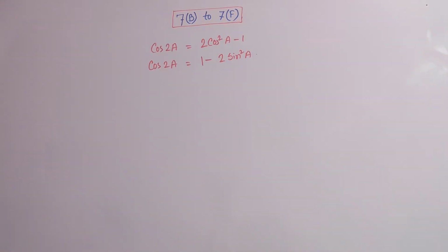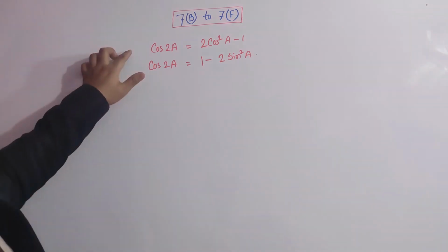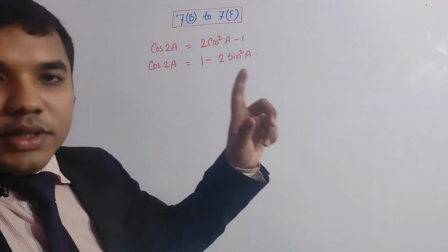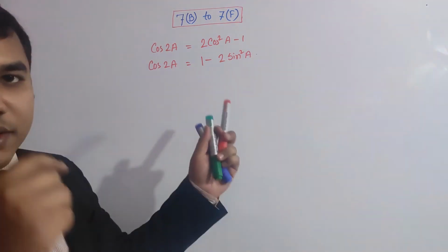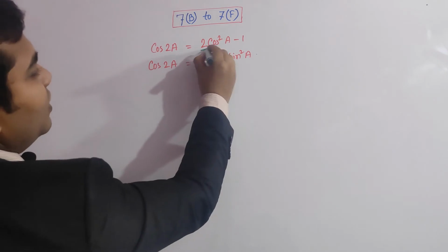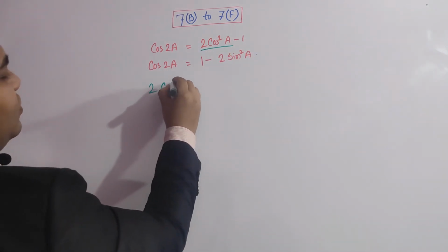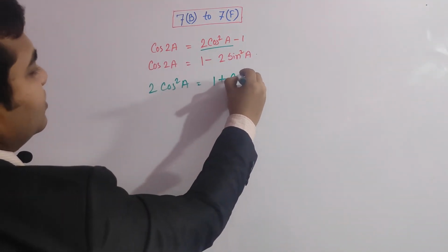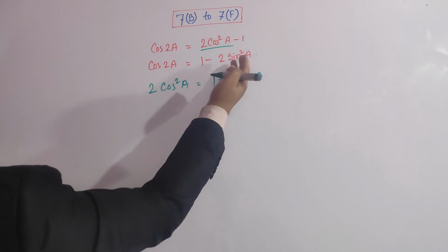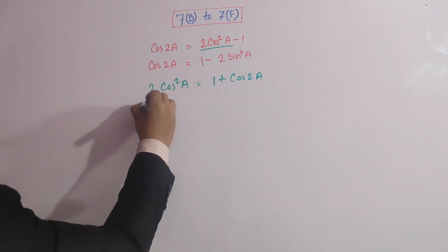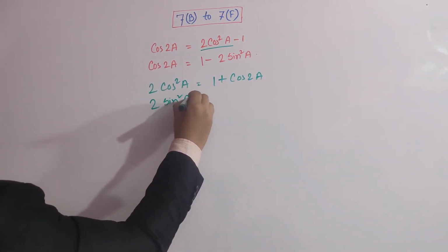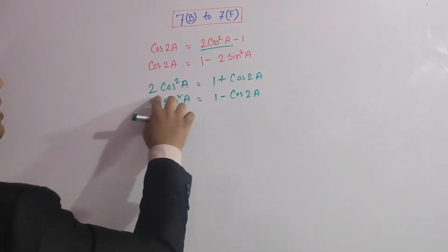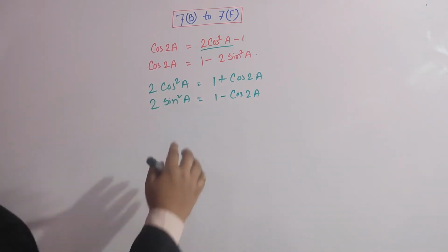So dear students, we have already known that cos 2a equals cos square a minus sin square a, and cos 2a equals 1 minus 2 sin square a. But we have to modify these two like this: 2 cos square a can be written as 1 plus cos 2a, and 2 sin square a should be 1 minus cos 2a. So 1 plus cos 2a is 2 cos square a, and 1 minus cos 2a is 2 sin square a.